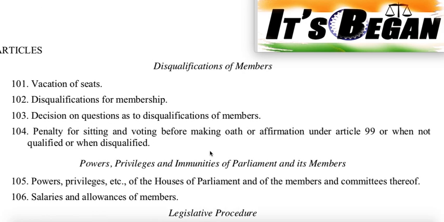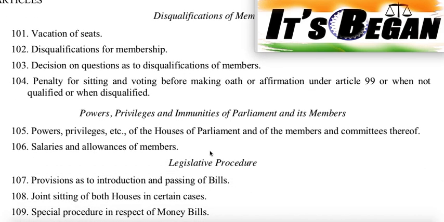Powers, privileges and immunities of Parliament and its members. Article 105 Powers, privileges, etc. of the Houses of Parliament and of the members and committees thereof. Article 106 Salaries and allowances of members. Legislative procedure. Article 107 Provision as to introduction and passing of bills.